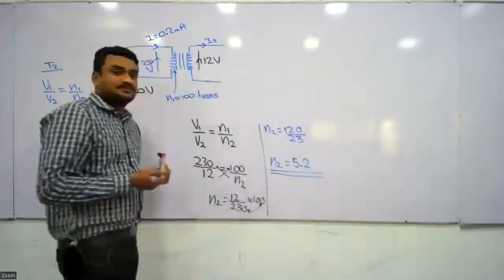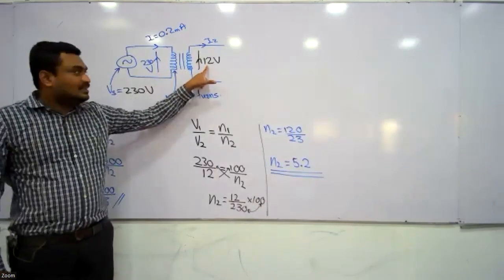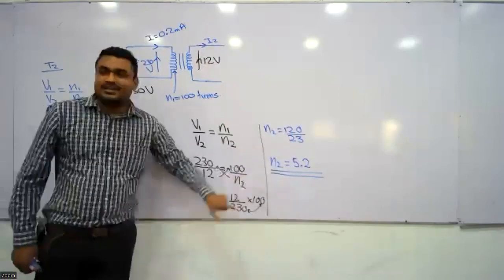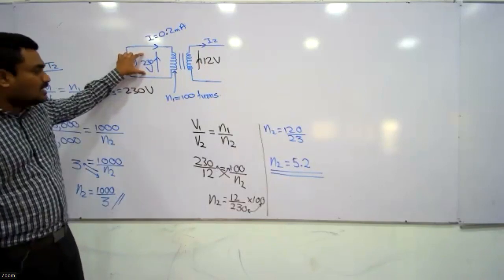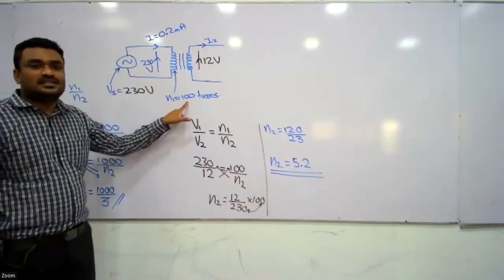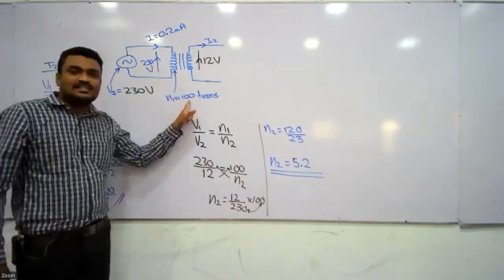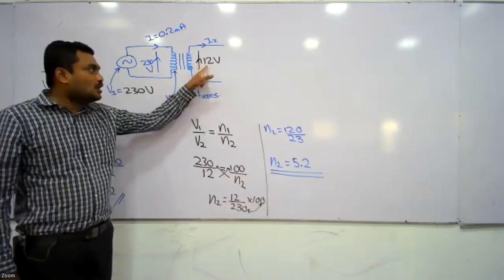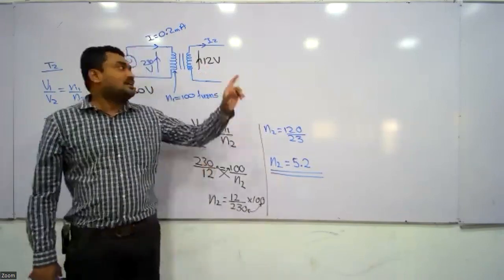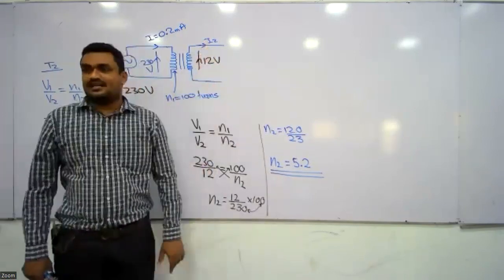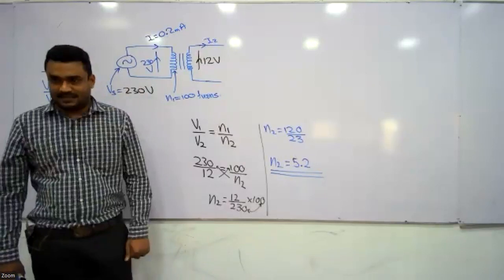So what does it mean here? What is the voltage here? 12. Smaller voltage, smaller number of turns. Can you identify it? Here 230, larger voltage, larger number of turns, 100 turns. 12 volt, smaller voltage, smaller number of turns. So you should remember, if a coil has a smaller voltage at one side, that side has a smaller number of turns. You must remember it.